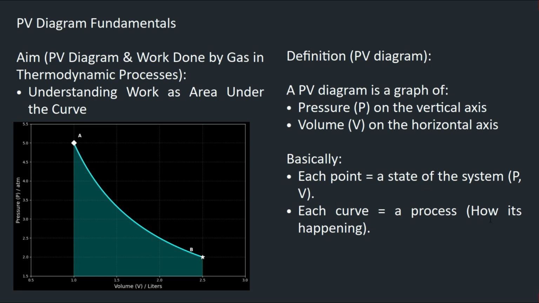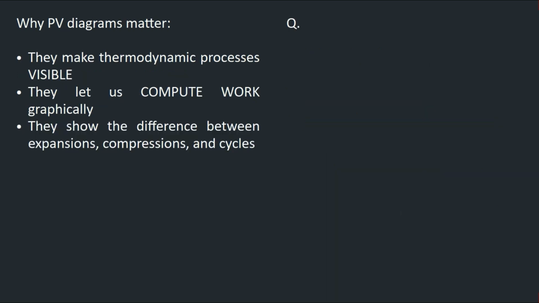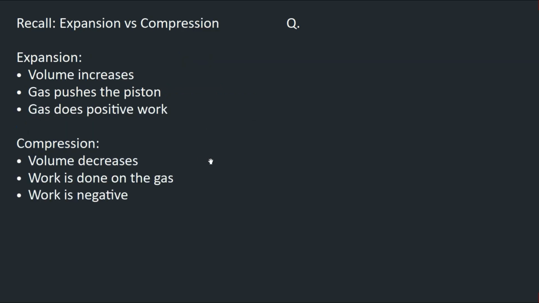Each curve shows how a process happens. So each curve represents a different process. And if I happen to draw a line from A going towards B in a different way, even though the starting and the ending point are the same, they represent different processes. Why does the PV diagram matter? They make thermodynamic processes visible. They let us compute work graphically. They show the difference between expansion, compression, and the cycles. This is something that we will deal with in detail in the future.